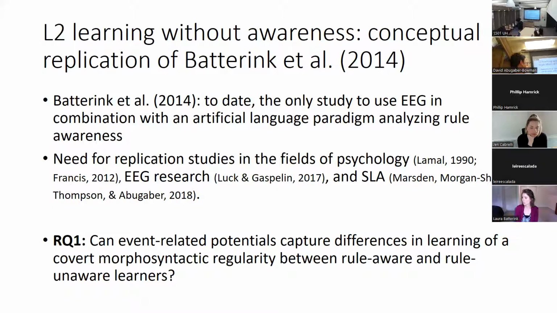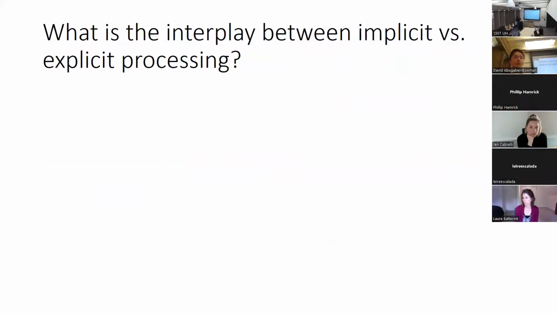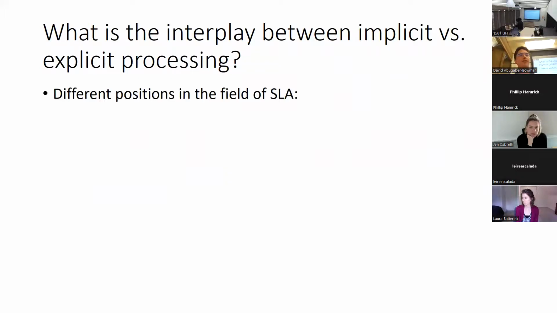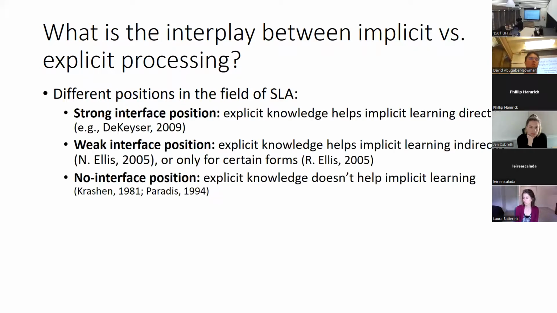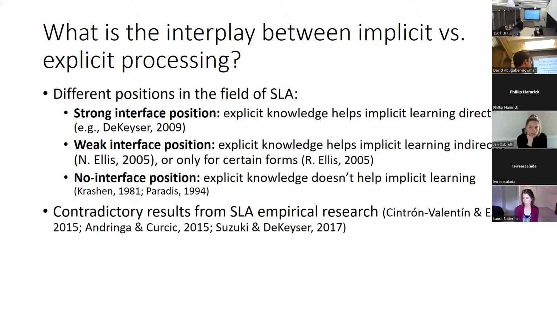with the following question: can event-related potentials capture differences in learning of a covert morphosyntactic regularity between rule aware and rule unaware learners? Okay, and then moving on to the extension component, we're focused on this broad question: what is the interplay between implicit and explicit processing? So there are different positions about this question in the field of SLA, ranging from the strong to the weak to the no interface position, which have different models of how explicit knowledge or processing interacts with implicit knowledge or processing.